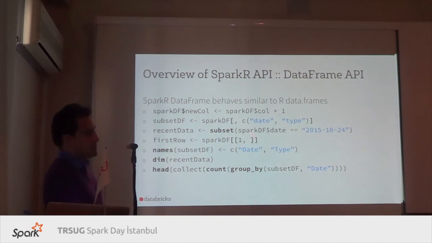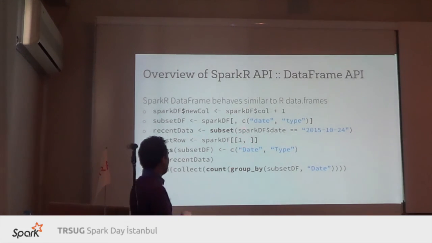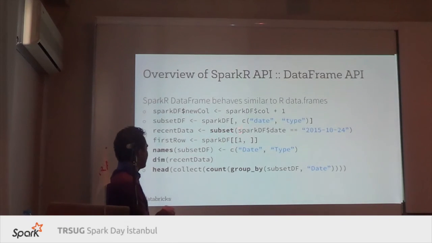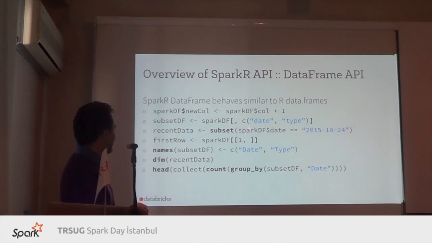Subset is very similar to the square bracket. Some people prefer this syntax. So you can pass, this syntax actually is missing something here. I need to pass the recent data. So the first argument needs to be a data frame. Basically, this gets a data frame with the data only for this date. The double brackets return a single row.